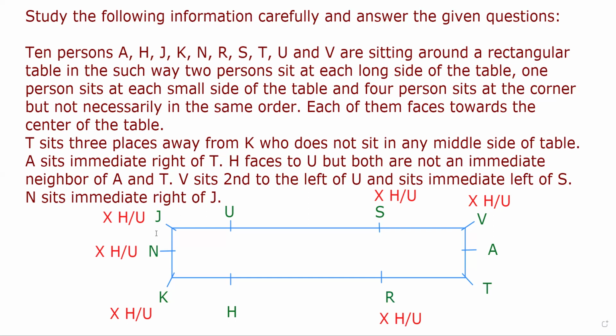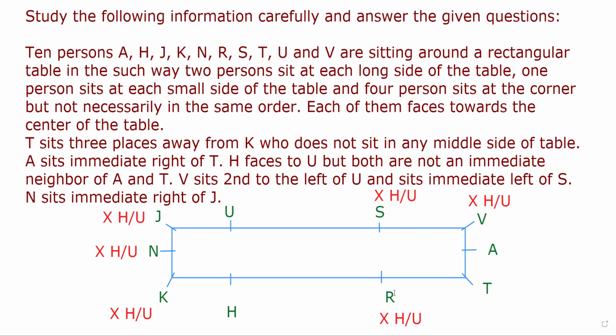If I check: G, N, K, H, R, T, A, V, S, U. Perfect. All done. Now we have got all the positions for these 10. Now, which type of questions will we get from this type of paragraph? We can ask, for example, who among the following sits opposite of R? What will be the answer? Opposite of R? The answer will be S. From the drawing we can easily answer it. That means S is the right answer for who sits opposite to R.